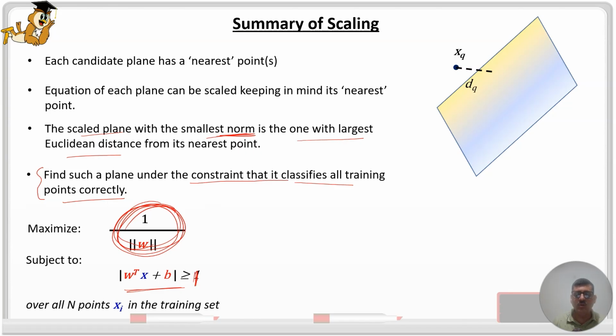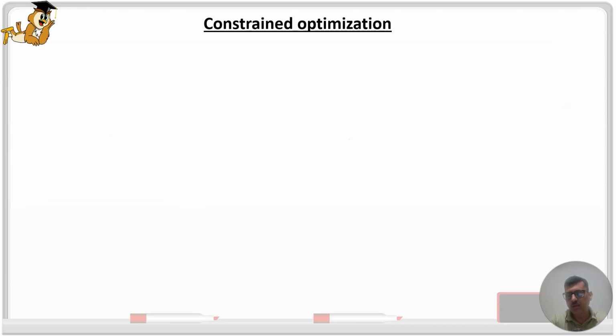Why greater than or equal to 1? Because the minimum we set as 1. For the nearest point, we set this equal to 1 for every hyperplane. Therefore, for every other point, if you are looking at one particular hyperplane, with respect to that hyperplane, this will be greater than or equal to 1. W transpose X plus B will evaluate to greater than or equal to 1 for all points xi. I forgot to put an i over here in the training set. So, this is what we are going to do.